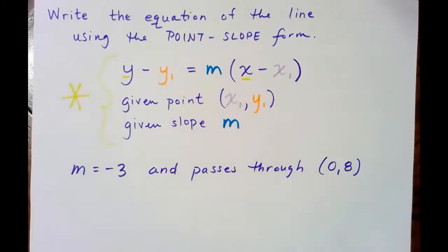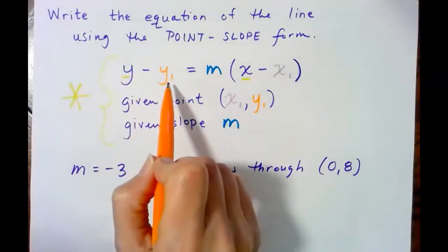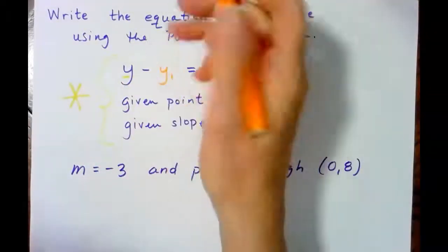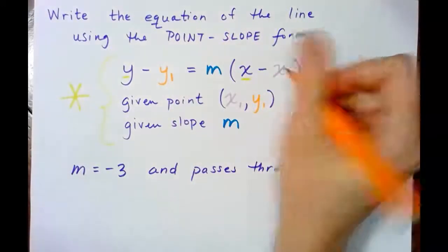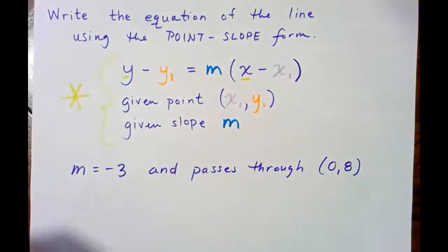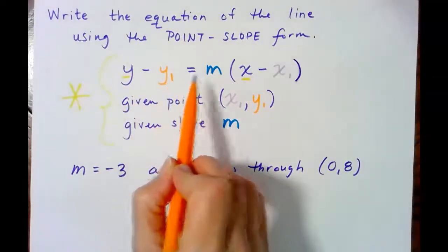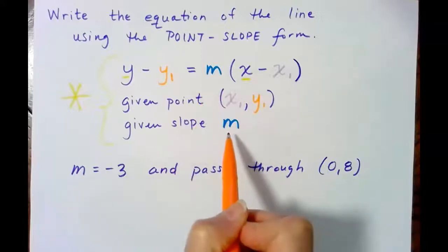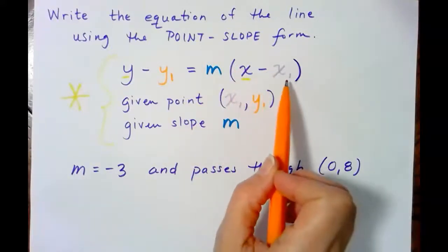So here's the point slope form. Y minus y sub 1, we've seen subscripts before. Remember this subscript 1 and this subscript 1, they do not have any mathematical value. They're just denoting a particular point. So y minus y sub 1 equals m, of course m is the slope, times x minus x sub 1.